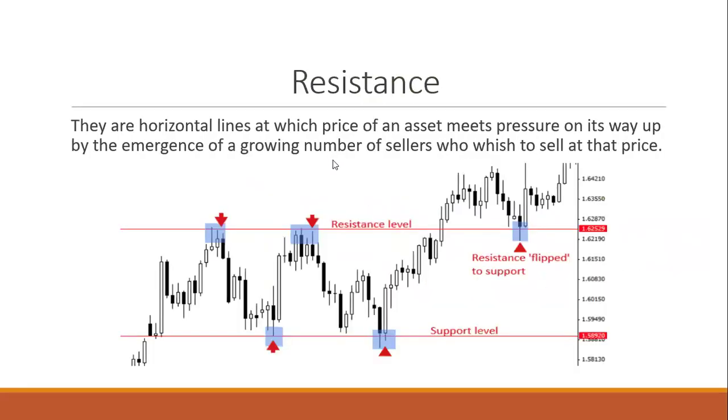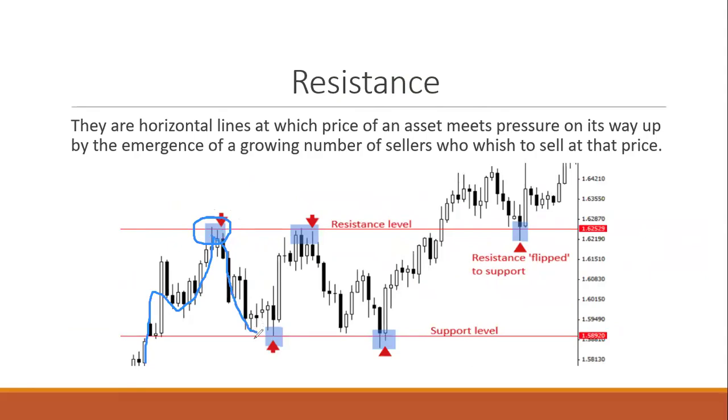Okay, so what we have here, since our slide pushed down: the resistance level. These are the levels where the price is being rejected. When the price is going up like this and creates a resistance level at that area, the price will be sent back.